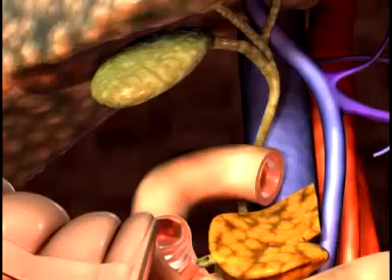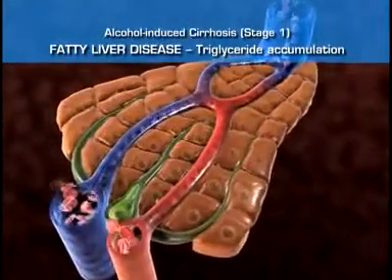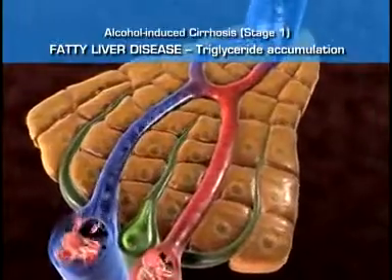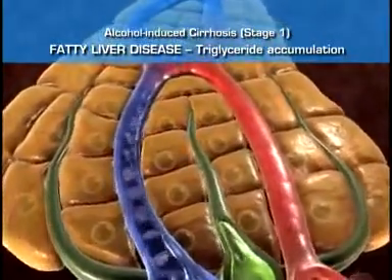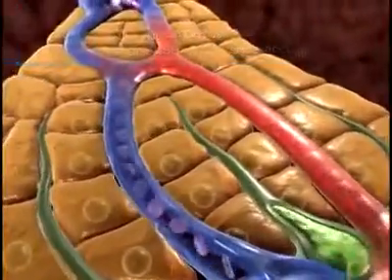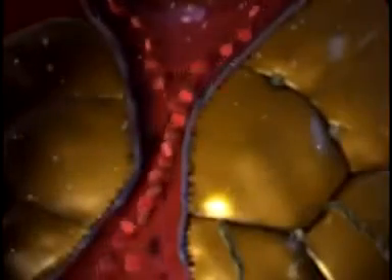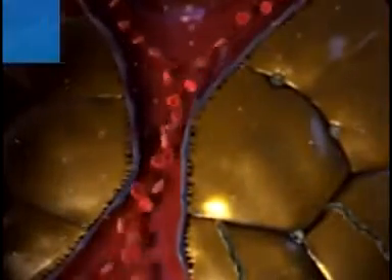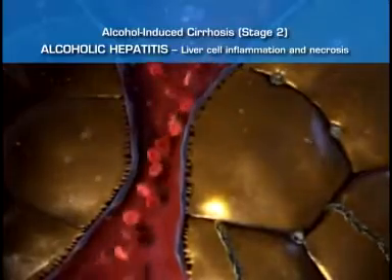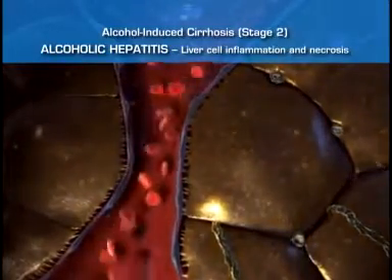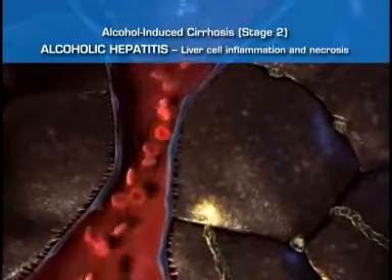Alcohol-induced cirrhosis has three stages. Fatty liver disease is a condition characterized by triglyceride accumulation in the hepatocytes. The liver becomes yellow and enlarges owing to excessive fat accumulation. This stage of alcohol-induced cirrhosis is reversible once alcohol intake has stopped. Alcoholic hepatitis, the second stage, is characterized by the inflammation and necrosis of liver cells. This stage of the illness is sometimes reversible.